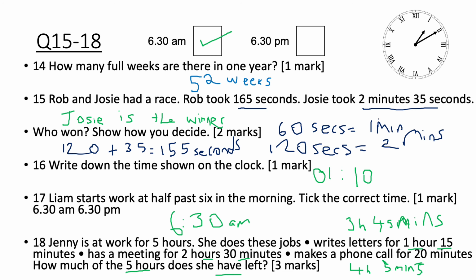4 hours, 5 minutes to 5 hours. I'm going to add on 55 minutes. Okay, so 55 minutes is remaining. So that is the time that she has left for her time at work. So she has 55 minutes remaining after she completes her tasks. So writes letters, has a meeting, and then makes a phone call. So 55 minutes remains after you deduct the time that she used for writing letters, having a meeting, and making a phone call.